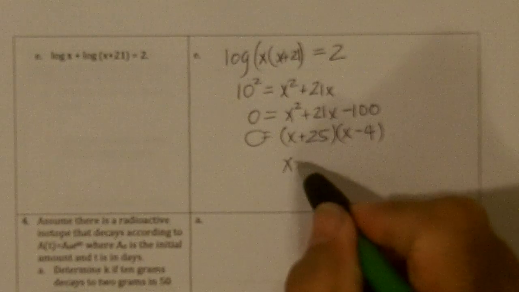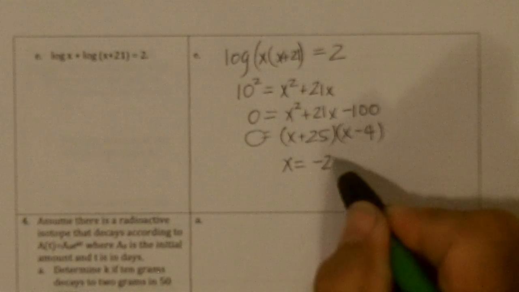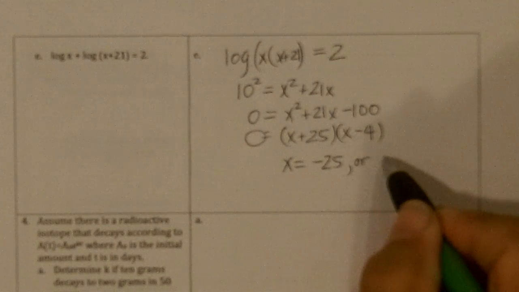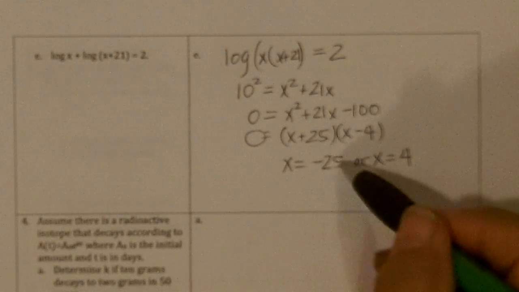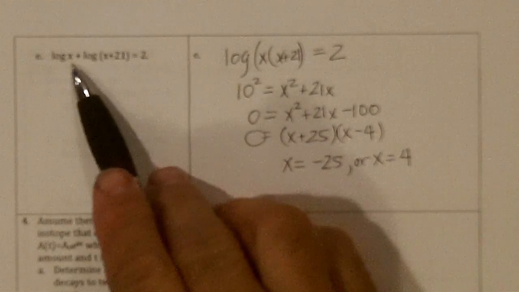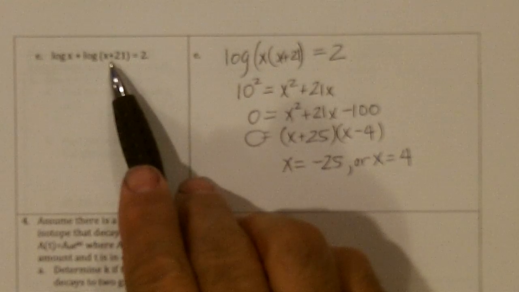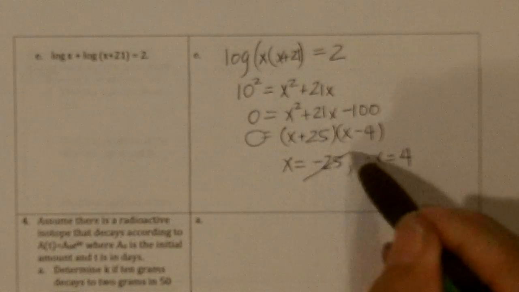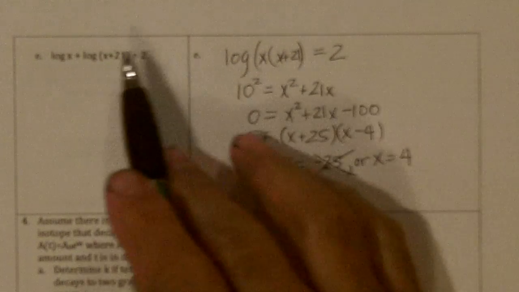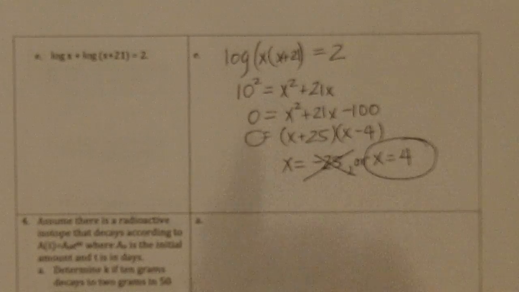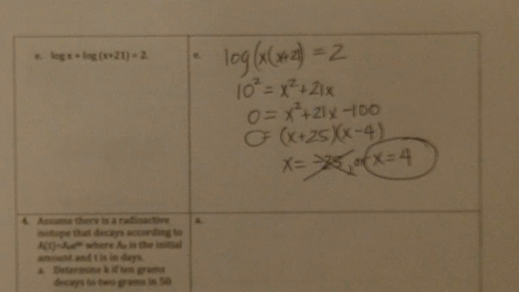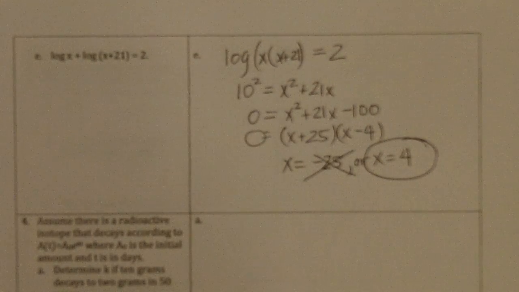And so x equals negative 25, or x equals 4, and negative 25 would cause problems. Can't have a log of a negative. x equals 4 is doable and is the correct answer. And you can plug it into your calculator to check it if you would like.